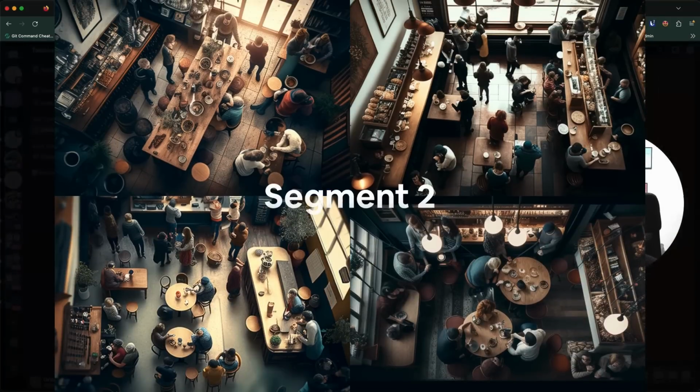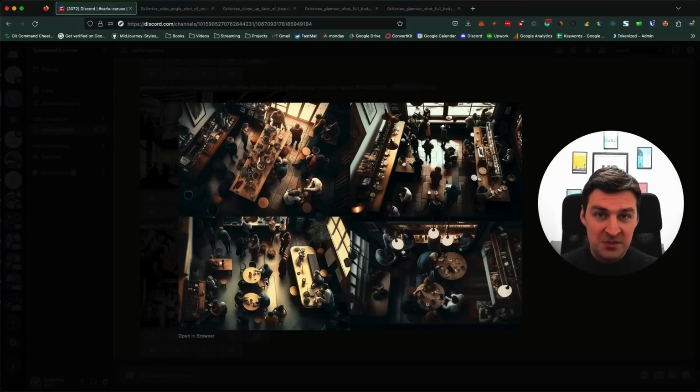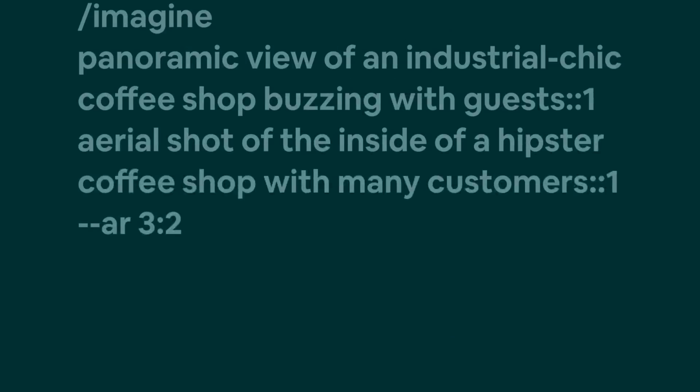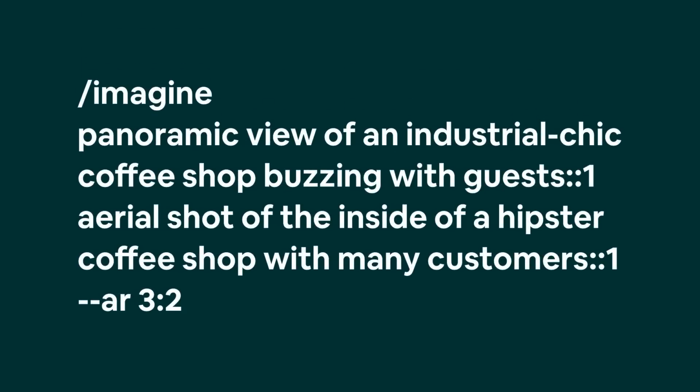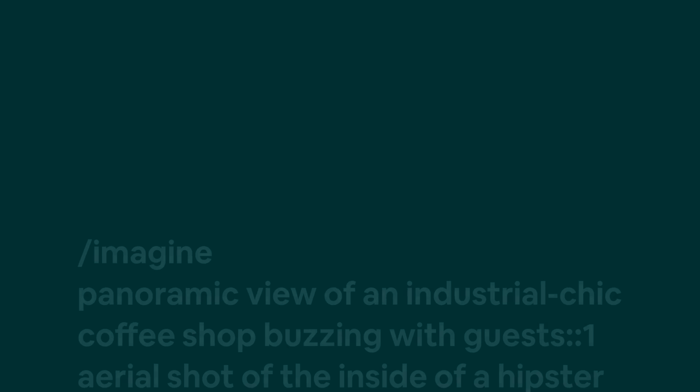So this time we get a bird's eye view of the coffee shop, which is really great because it allows us to blend the first and the second concept together in order to get an average of both angles. Don't believe that that's possible? Let me show you. Imagine panoramic view of an industrial chic coffee shop buzzing with guests, aerial shot of the inside of a hipster coffee shop with many customers. And both segments are given a weight of 1.